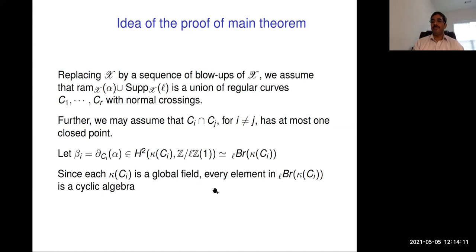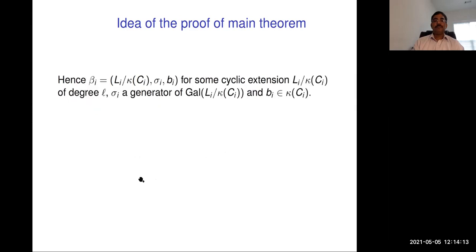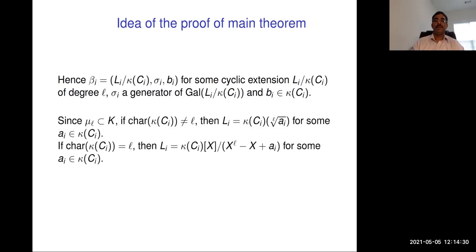So therefore, we can write this as some (L_i over kappa(C_i), sigma_i, b_i) for some cyclic extension L_i of kappa(C_i) of some degree l, where sigma_i is a generator of the Galois group, and some b_i in kappa(C_i)*. Now suppose the characteristic of the residue field is not l, and because we are assuming mu_l is contained in K, this L_i is given by some l-th root of a_i, by Kummer theory.